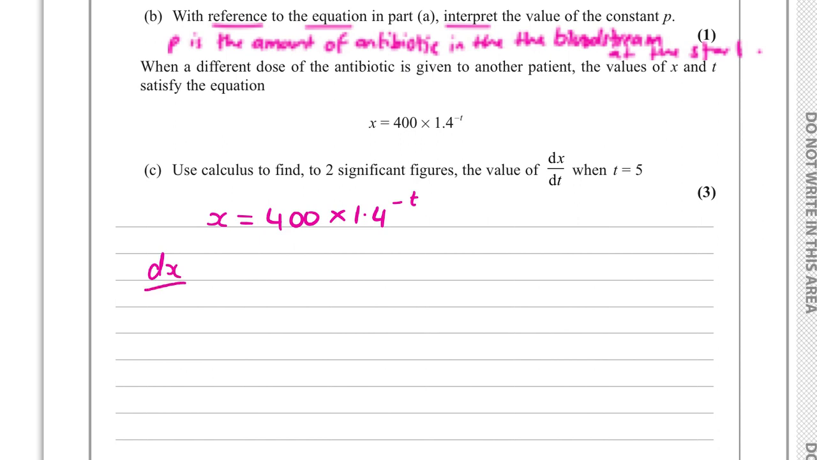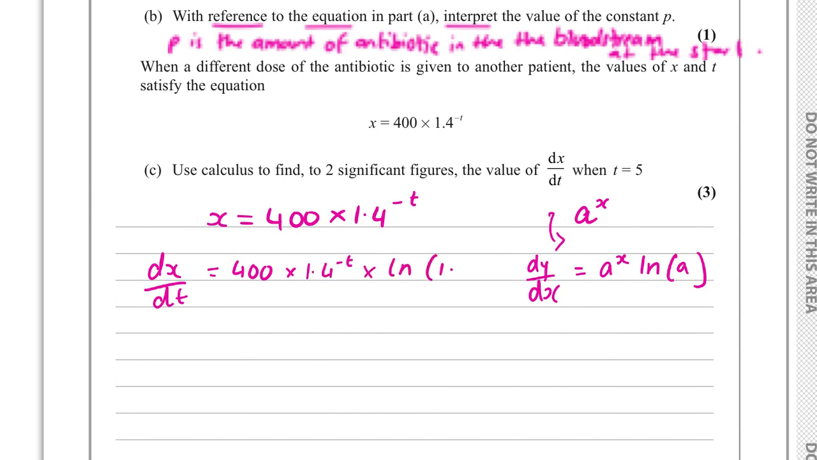So if we differentiate x with respect to t, what are we going to get? Now remember, this is the same as a to the power of x. When I differentiate that, remember, you need to remember this. What are we going to get? We're going to get a to the x ln of a. Okay, this is the rule. So we're going to get 400 multiplied by 1.4 to the minus t multiplied by ln of 1.4. Okay, so there we have it.